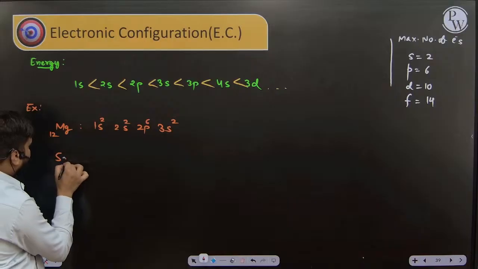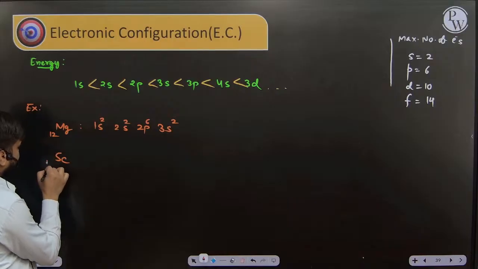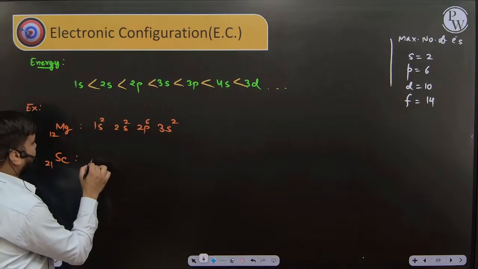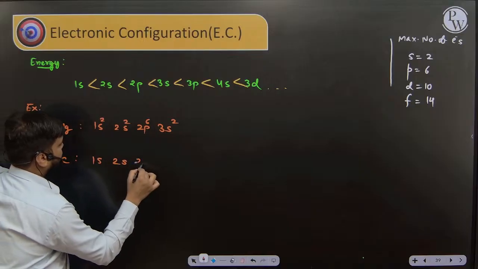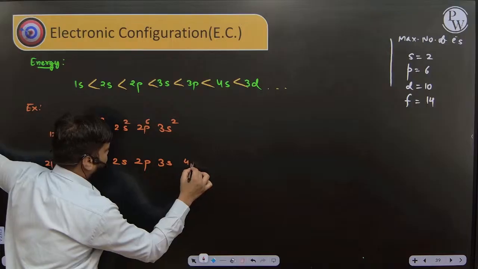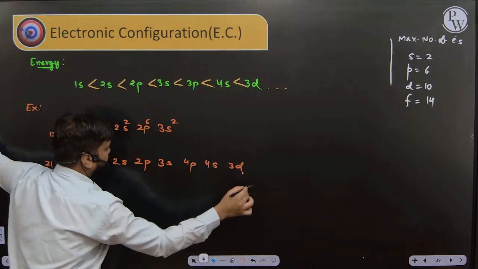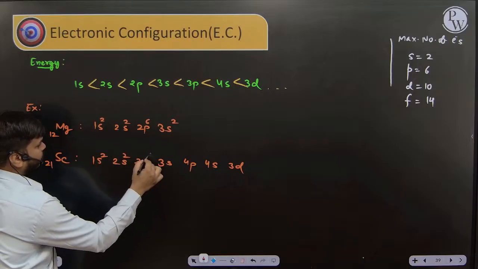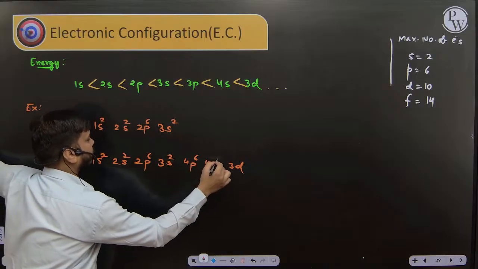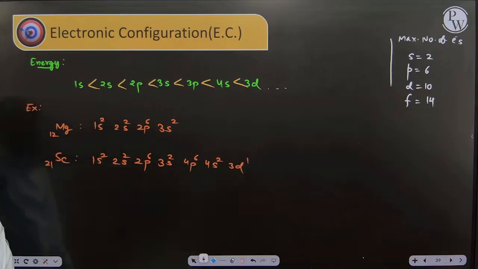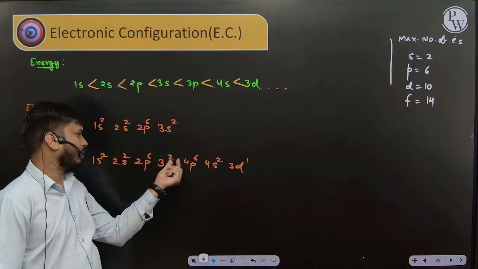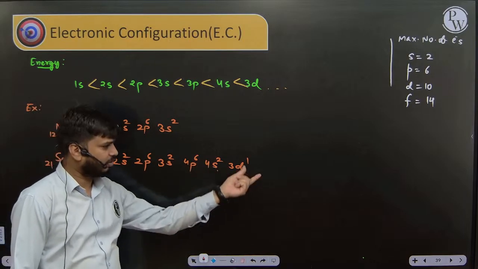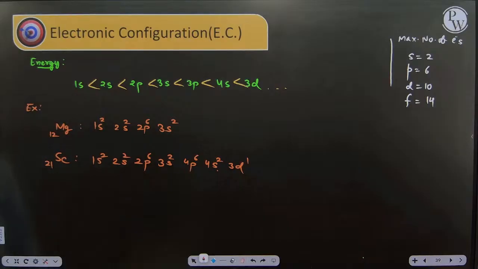Also, let's talk about scandium. In scandium, the atomic number which we have is 21. So 21 electrons have to be filled. So 1s, 2s, 2p, 3s, 3p, 4s, 3d. So 2, 2, 6, 2, 6, 2 and 1. Now you add up. 2 plus 2 plus 6, 10. 10 and 10, 20. 20 plus 1, 21. So we can fill the electrons like this.